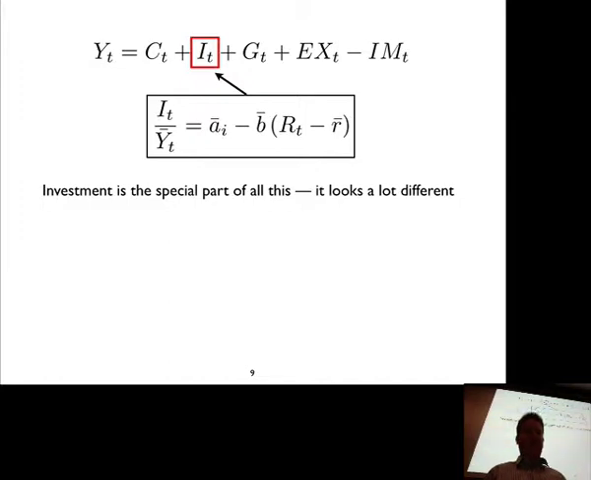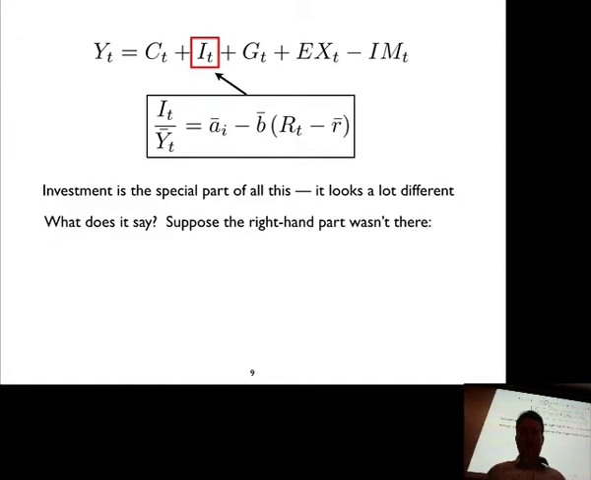Investment is a little bit different. It's really the same kind of story as the other math that we've seen already here. It's just that what we've done is put y bar on the left-hand side in the denominator. So the left-hand side is I over y bar. The investment share of potential GDP is equal to A bar I, which is 18%, and that's always 18%, and then also a minus B times R minus R bar.